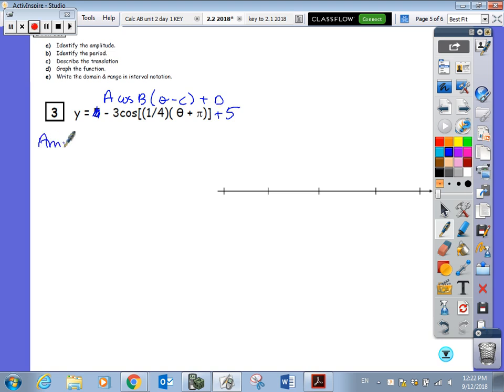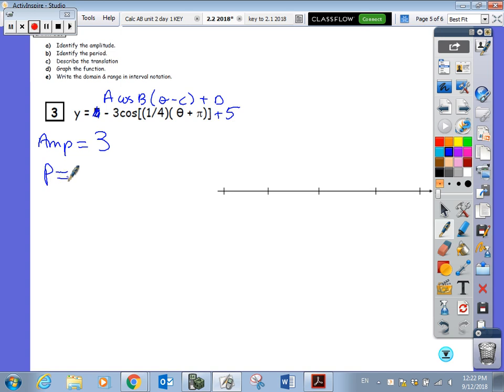Our amplitude is always positive. It is not negative 3. The value of capital A is negative 3, but the amplitude is always positive because it is the distance from the sinusoidal axis up and sinusoidal axis down to the max and the min.